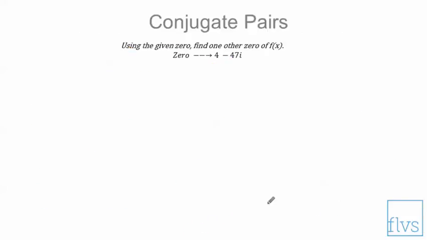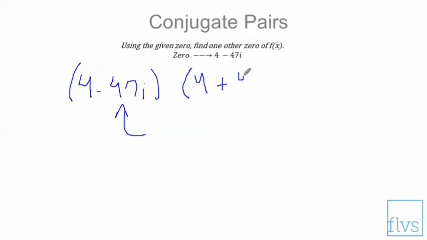Last but not least, using the given 0, find one other 0 of f of x. So the 0 that they gave me in this case is 4 minus 47i. Please don't overthink this question, because according to the textbook and the lesson that you read, it talked about conjugate pairs. So if one 0 is 4 minus 47i, then its conjugate must also be a 0. Remember, conjugate is the same thing with the opposite sign. So if 4 minus 47i is a 0, then 4 plus 47i must also be a 0 because they are conjugate pairs.